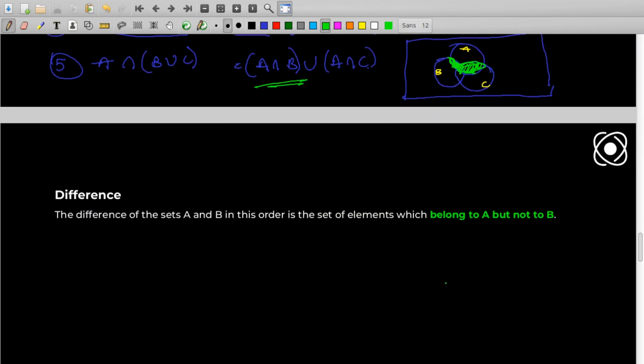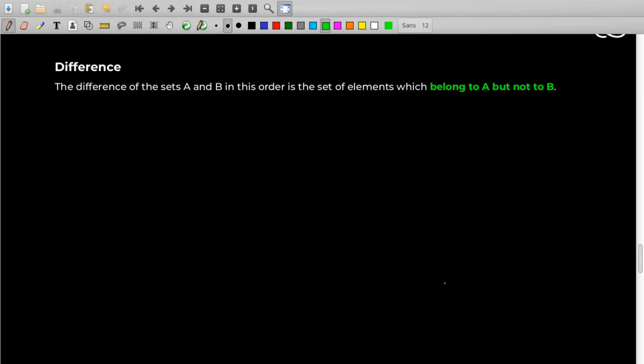I hope it's clear. So let's move to the third set operation, which is the difference, and it's denoted by minus only, as the name suggests. The difference of the sets A and B in this order is the set of elements which belong to A but not to B. So here order is important. A minus B is not equal to B minus A. Now let's take an example and understand.